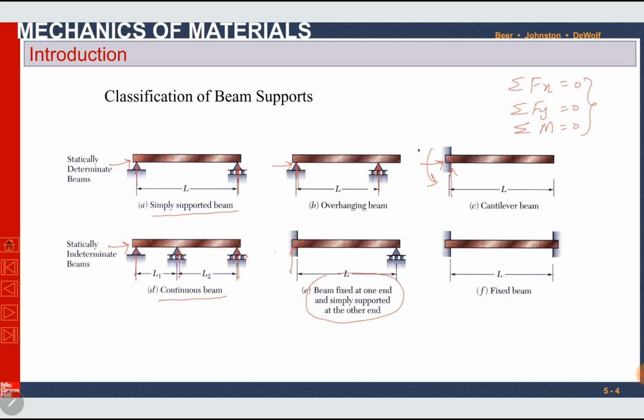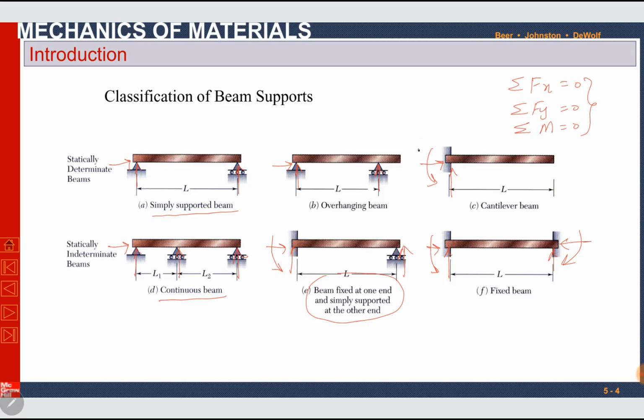So at the fixed end, we have 3 unknown reactions, 2 forces and 1 moment. And at the roller support, we have a reaction force, total 4 unknown reactions, which are more than the number of equilibrium equations. A fixed beam has both ends fixed, and both ends have 3 unknown reactions, 2 forces and 1 moment at each end.